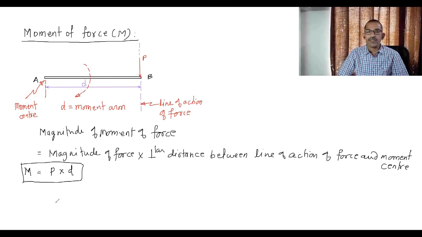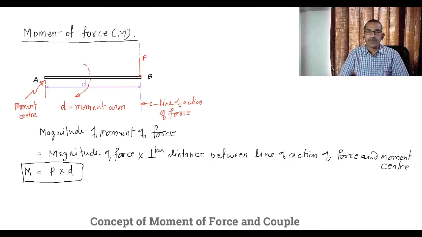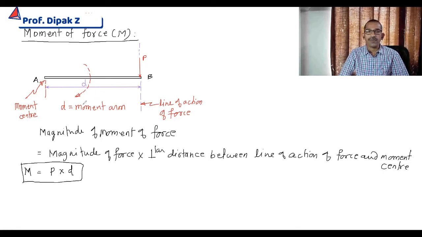Magnitude of force is easy to understand, but the perpendicular distance you have to find carefully. Represent the line of action of force properly, and where you are taking moment, say point A, the perpendicular distance is measured from it. When the line of action of force is vertical, the perpendicular distance is horizontal. When the line of action of force is horizontal, the perpendicular distance is vertical.